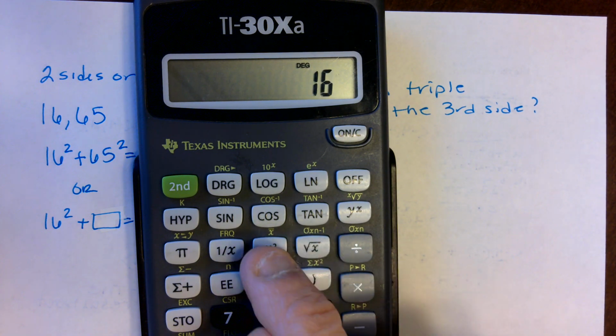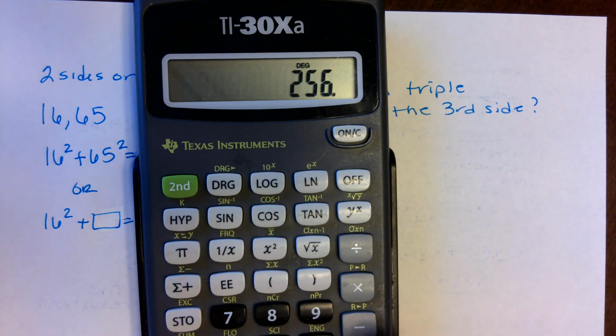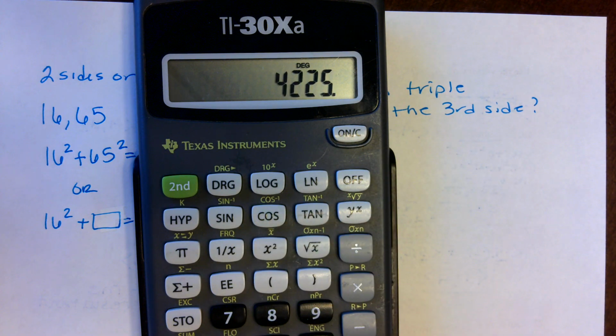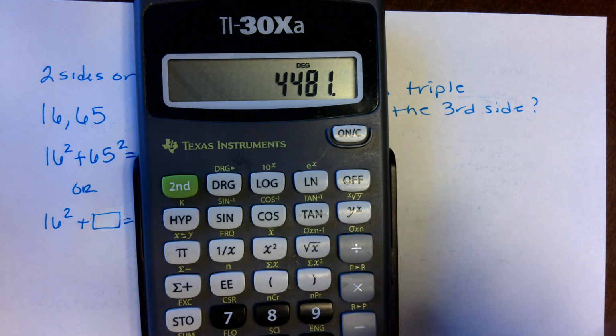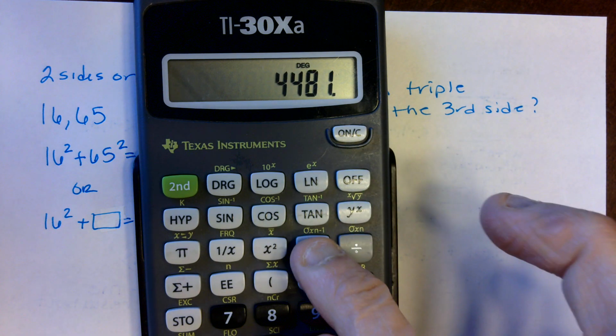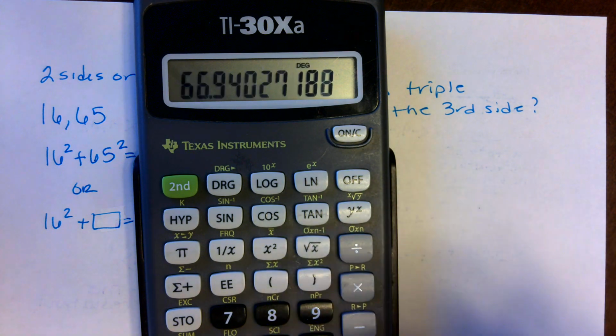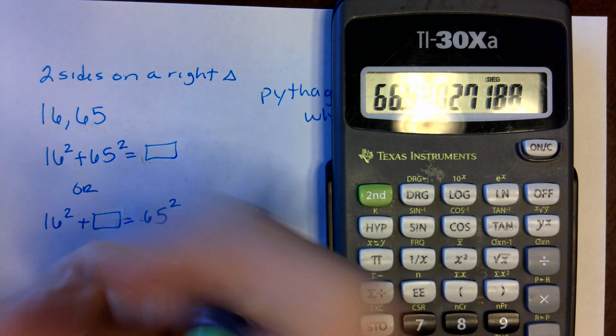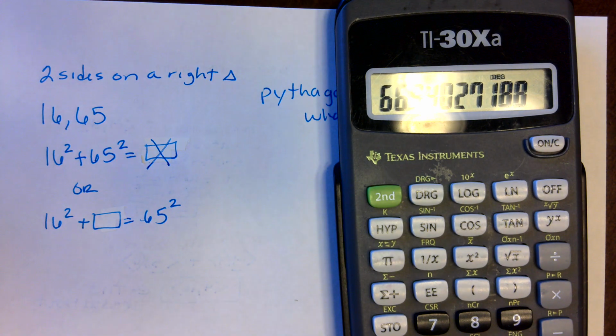16 squared plus 65 squared equals. So that's 4481. So if I take the square root of that, and it works, and it comes out even, I found my answer. So I'm going to push the square root button here. Ooh, that is not a whole number. That one's not going to work.